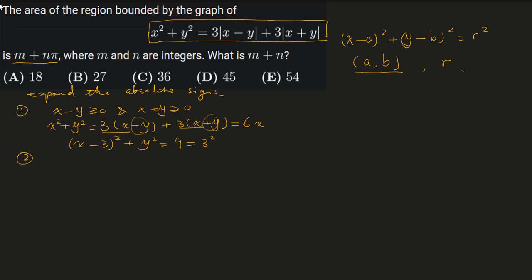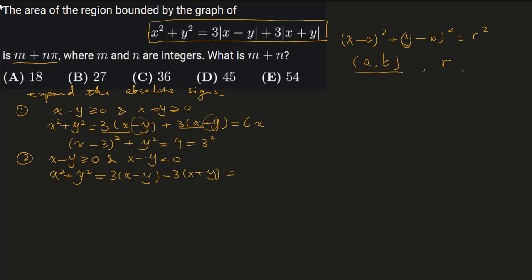In the second case, let's still assume that x minus y is greater than or equal to 0, and x plus y is less than 0. And then the original expression can be written as x squared plus y squared equals 3 times x minus y, and minus, because the second term is a negative value, right? So we need to add a negative sign when we remove the absolute sign. So that's a minus 3 times x plus y.